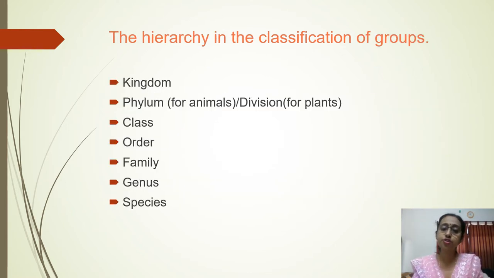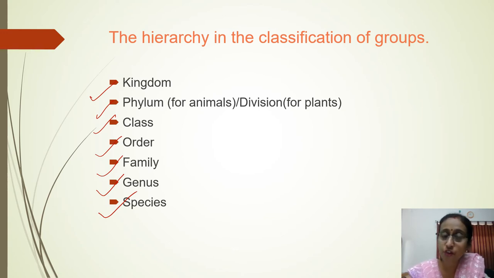Now here we are going to see the hierarchy in the classification of groups. There is a sequence, that is the hierarchy in the classification of groups. So what is the sequence? First is the kingdom, then comes the phylum, then class, order, family, genus and species. This is a bit difficult for you all to remember, so I have made a sentence which includes the first letter of each word. If you take each word, it will make this hierarchy. It's not such a meaningful sentence, but I have tried my best to make it in a lucid manner. So what is the statement?